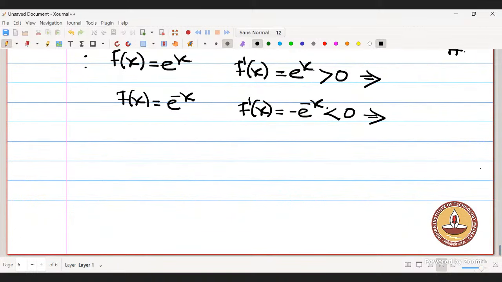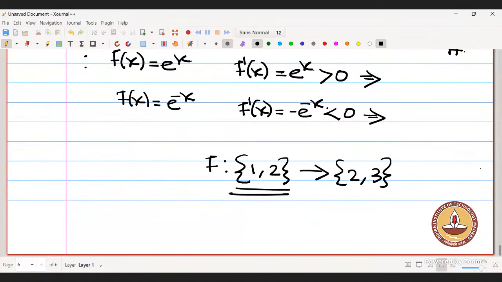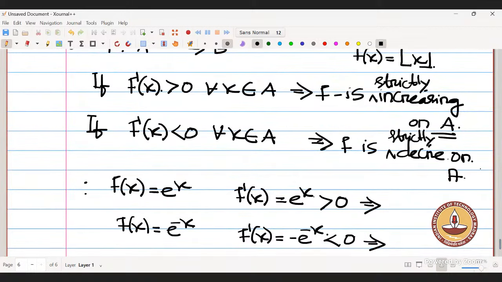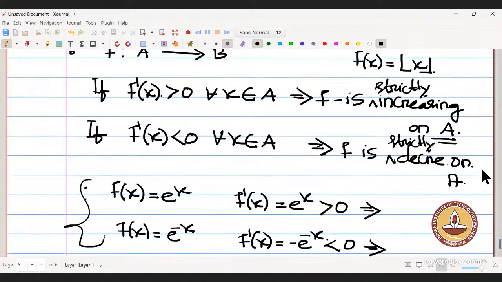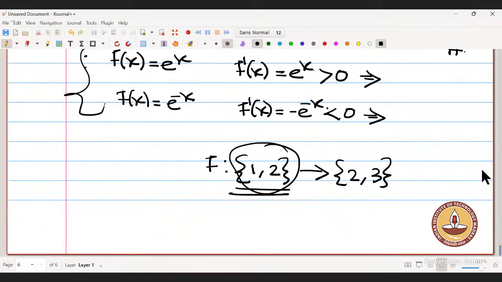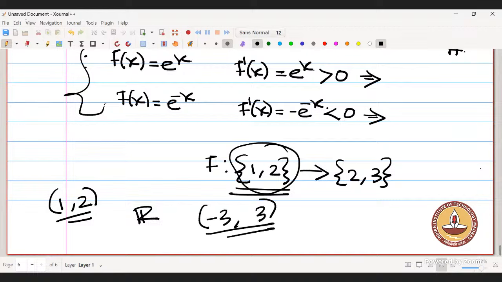See, if I consider this example, let's say I have a function from 1, 2 to 2, 3. The concept of derivative in this discrete set doesn't make any sense, so you can't actually apply all this. You must have some kind of continuous domain, for example 1 to 2, or maybe R, or maybe minus 3 to 3. If you have a domain like this, then the definition of derivative makes sense here.